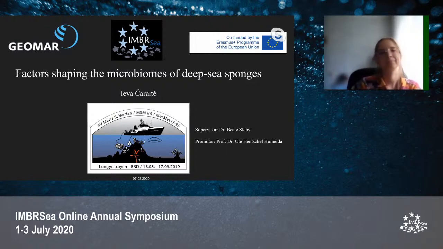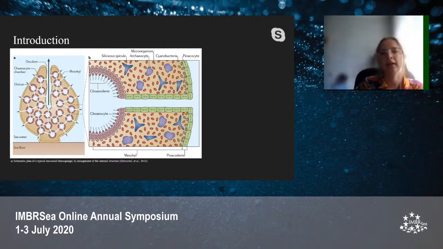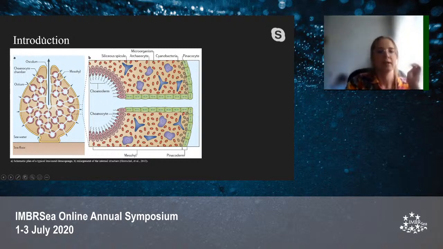Marine sponges are the oldest extant metazoans and are great for studying symbiosis in the marine environment because of their tight relation with microorganisms. Here you can see a scheme of a Demosponge with a very primitive body plan, where water comes in through the ostium and leaves the body through the osculum by filtering water. In the enlargement of the internal structure, you see that the body hosts many microorganisms, here marked as red circles.